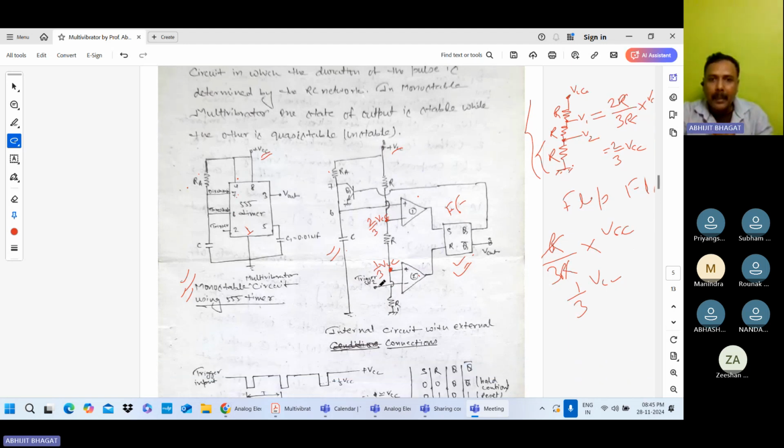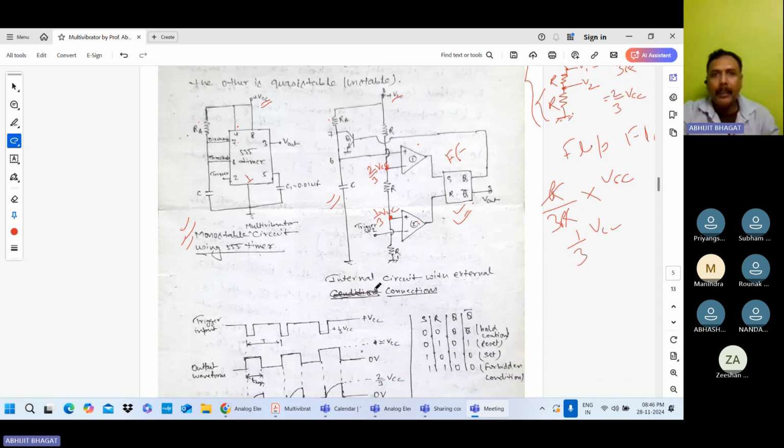Next, this is the trigger terminal, pin number 2. So this is comparator 2 and this is comparator 1. The trigger terminal is connected to the negative terminal of the comparator. A comparator is designed by using an op-amp. We already discussed this in the op-amp classes. So here one terminal is positive, the other is negative. This positive is connected to 1 by 3 VCC and negative is your trigger pin. Now you can see here negative trigger pulses are applied.